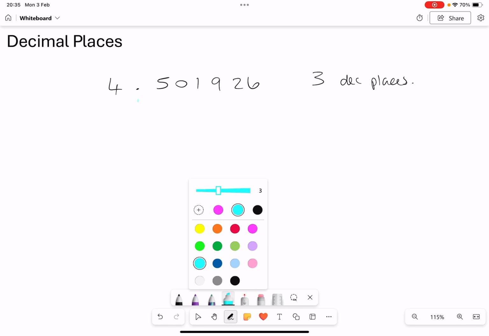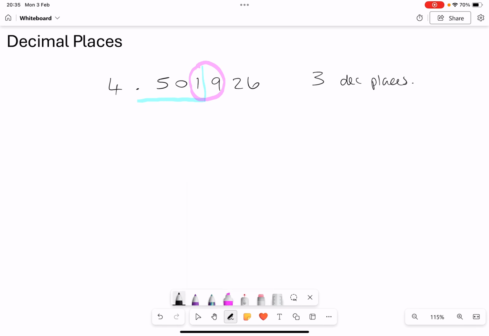I've got my decimal, 3 numbers after, and then I have to cut off. But I'm interested in that number before the cut off and the number after the cut off. My 4 stays the same because it's before the decimal. 5 stays the same, 0 stays the same. Now my 1 is followed by a 9. That 9 is higher than a 5, so my 1 gets rounded up to a 2.